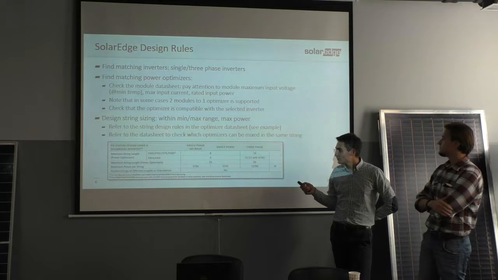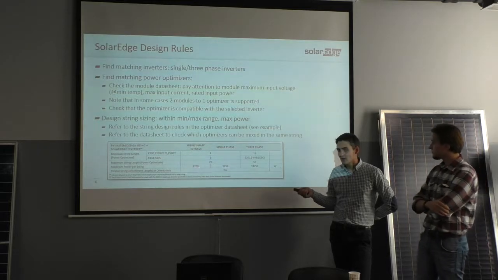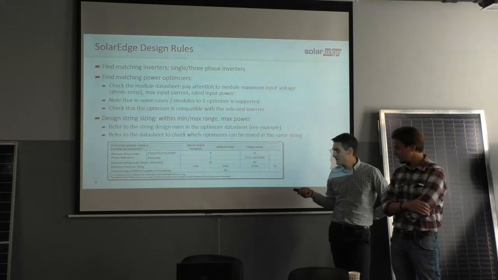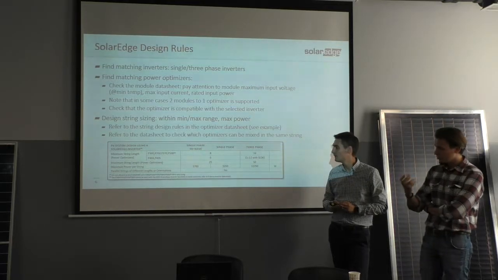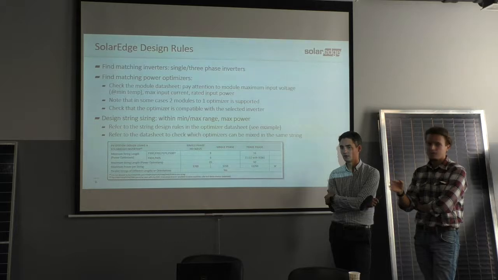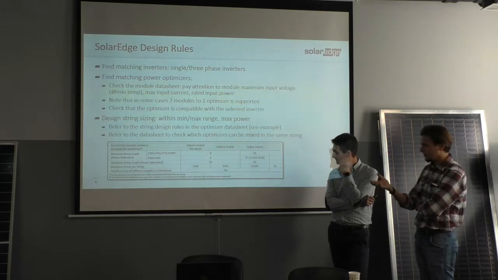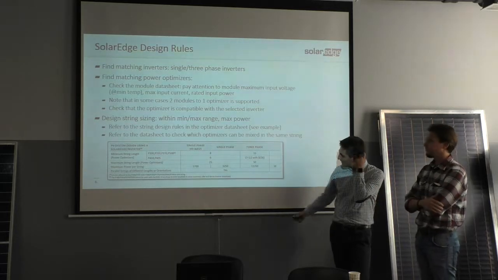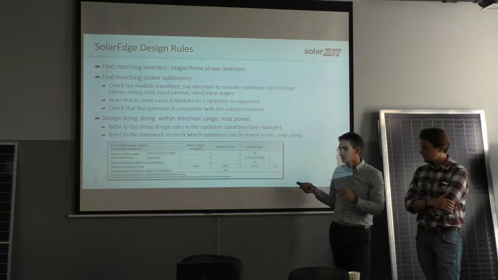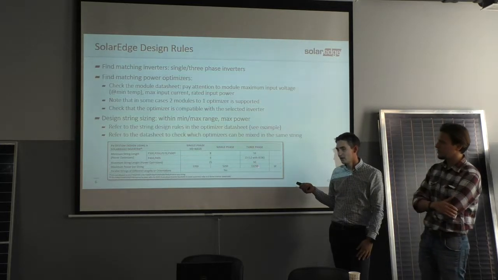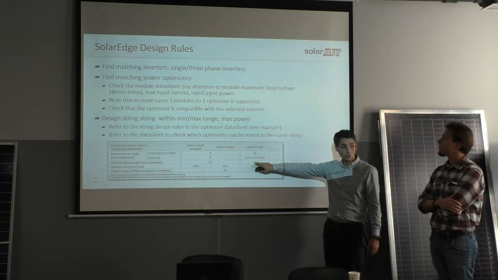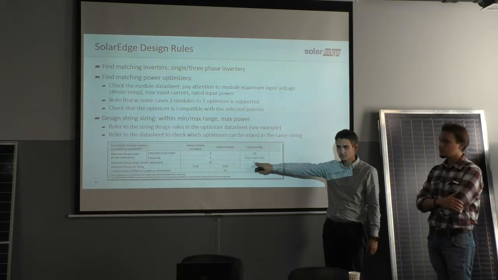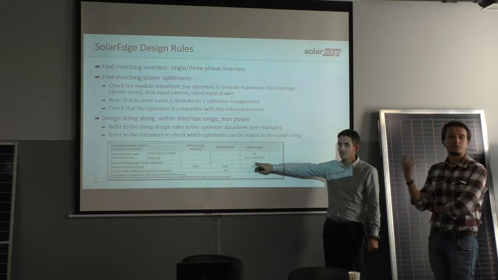The other design rule that we have to follow is 5700 watts maximum power per string for a one-phase HD-Wave inverter. For three-phase, it is 11250. And I will explain one thing. We said the maximum number of modules per string is 50.